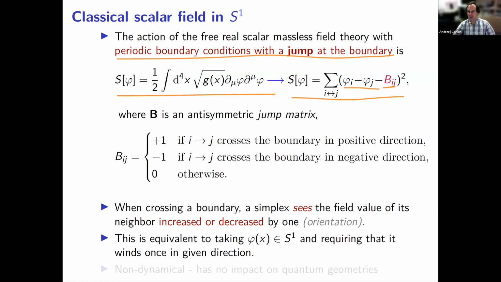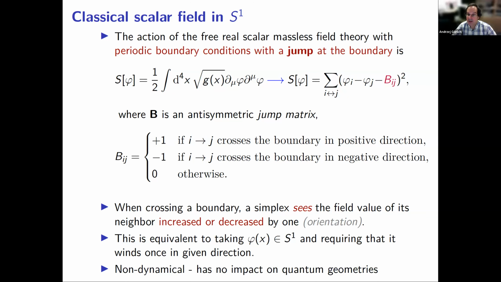And this means that the simplex, let's say J, on one side of the boundary observes a shifted value of its neighbor on the other side of the boundary by this Bij term. And this is equivalent to taking that phi x has values in S1, and requiring that it winds once in a given direction. Again, there is no impact of the scalar field on the quantum geometry.